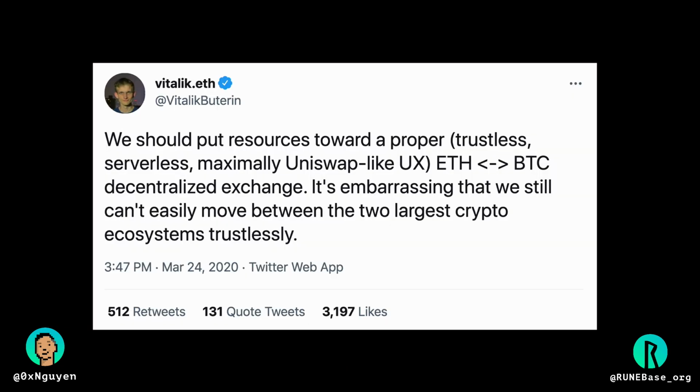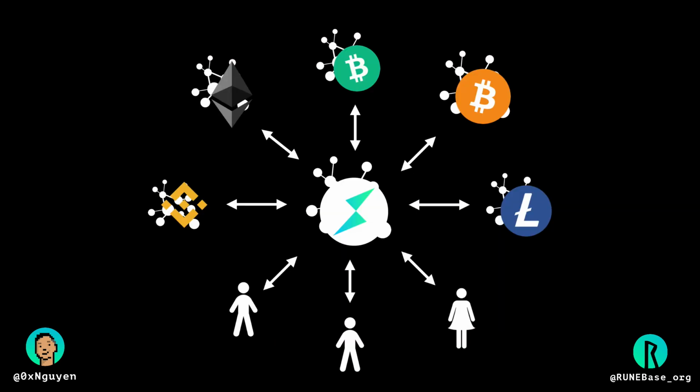And it's such an important fact that Vitalik Buterin, the founder of Ethereum, shared this tweet about a year and a half ago. He said, we should put resources towards a proper trustless, serverless, maximally Uniswap-like user experience. We'll talk about what that means. But we should put resources towards a proper Ethereum to Bitcoin decentralized exchange. It's embarrassing that we still can't easily move between the two largest crypto ecosystems trustlessly. And we agree. And that today is exactly what THORChain enables.